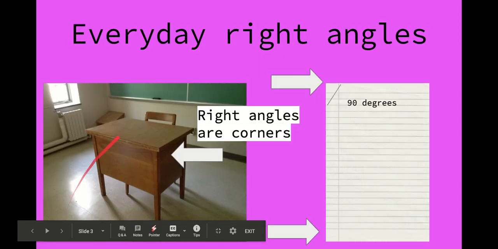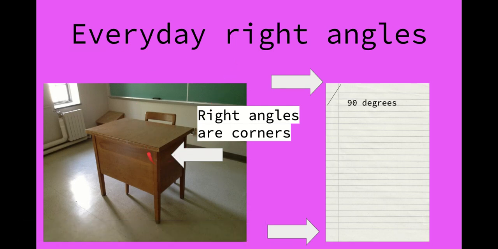And here are some everyday right angles. In fact, you can see a right angle could be a corner of a desk. It could be that corner of the piece of paper.